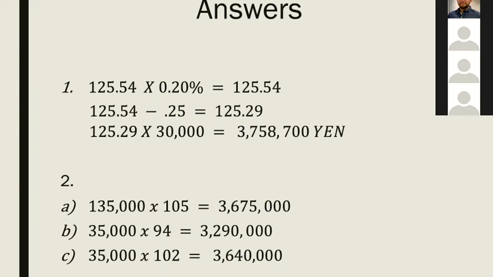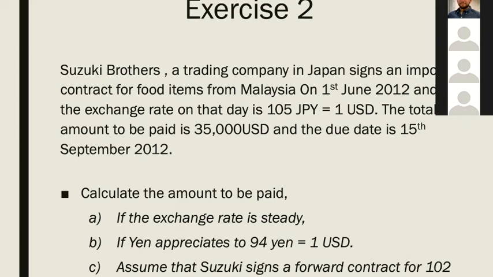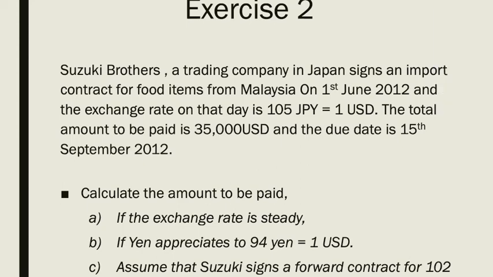And then we go back to question number two. Suzuki Brothers, a trading company in Japan, signs an import contract for food items from Malaysia on 1st June 2012. And the exchange rate on that day is 105 Japanese yen equal to $1. Total amount to be paid is $35,000. Due date is 15 September 2012. Calculate the amount to be paid if the exchange rate is steady.